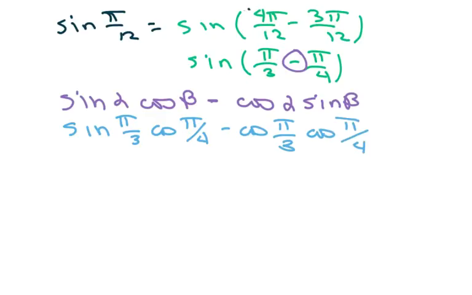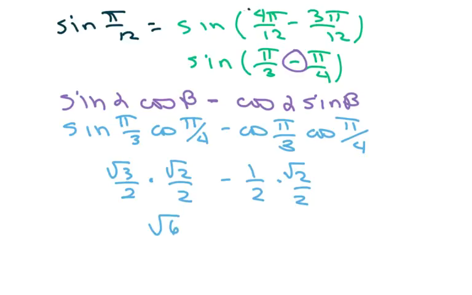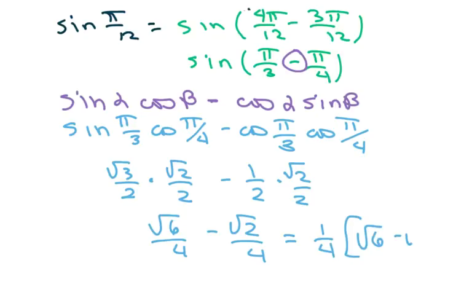So this is going to give me sine of pi over 3 is square root of 3 over 2. Cosine of pi over 4 is square root of 2 over 2. Cosine of pi over 3 is 1/2. Sine of pi over 4 is square root of 2 over 2. So this gives me square root of 6 over 4 minus square root of 2 over 4, which equals 1/4 times the square root of 6 minus the square root of 2.